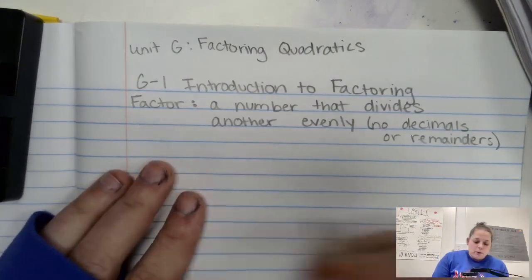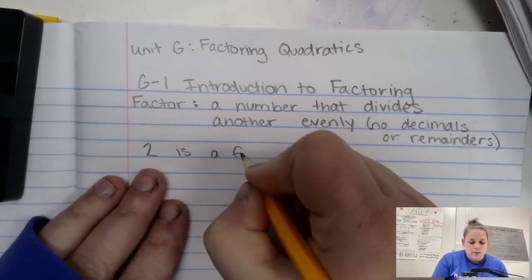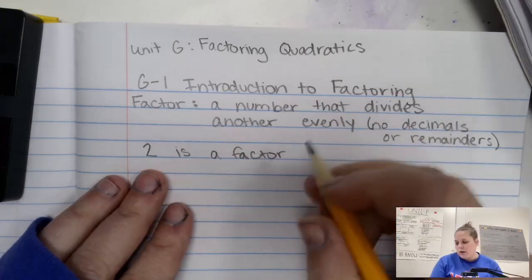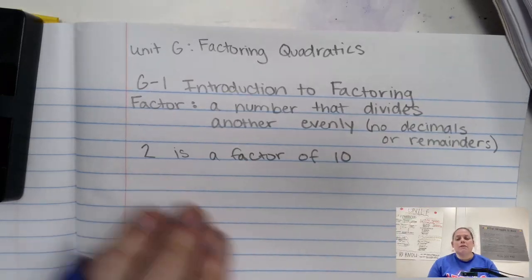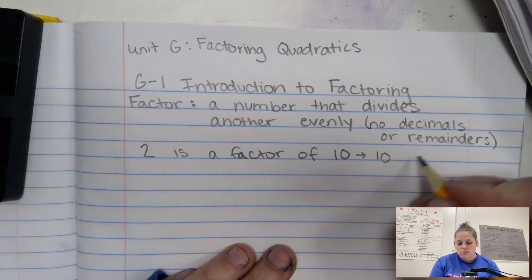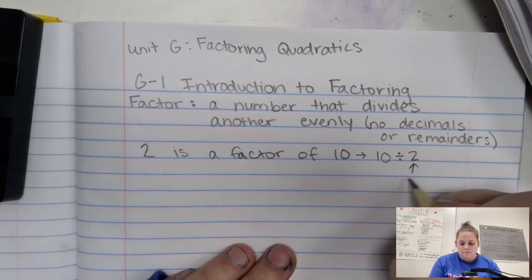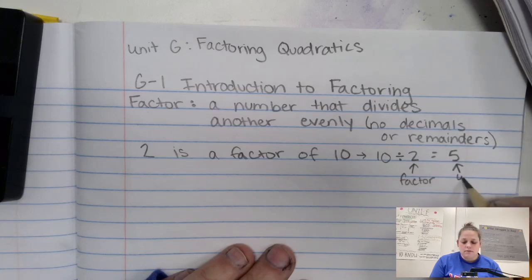Alright, so for example, 2 is a factor of, and we can name anything that 2 can go into. So 2 can go into 10. So 2 is a factor of 10, okay, because I can do 10 divided by 2, that's our factor, and we get 5, which is our whole amount of times. It's evenly. It has to be a whole number here.